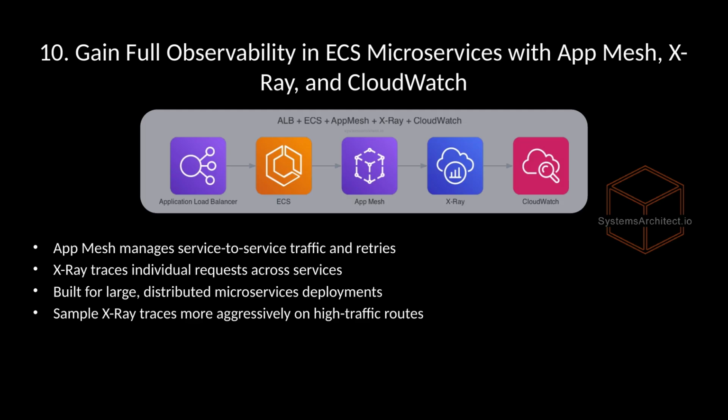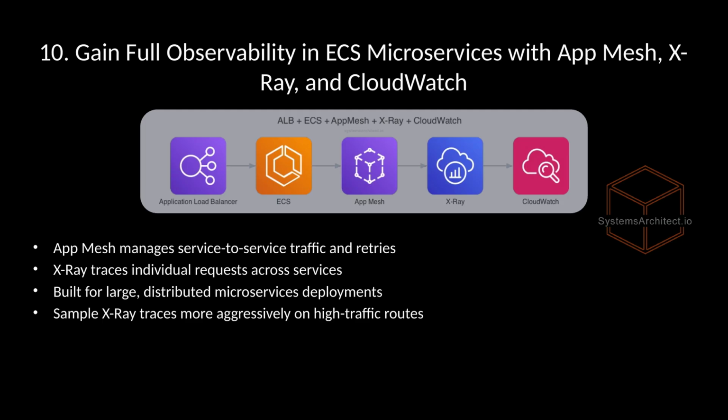10. Gain full observability in ECS microservices with AppMesh, X-Ray, and CloudWatch. As a microservices architecture grows, the hardest question often isn't whether a request failed, but where. Among a dozen services, it failed. An ELB routes traffic into services on ECS, while AppMesh manages retries, traffic shifting, and service discovery. X-Ray traces individual requests hop to hop, and CloudWatch aggregates logs and metrics across the mesh.